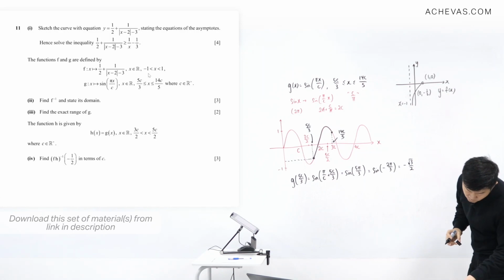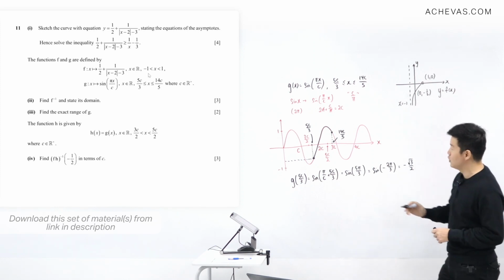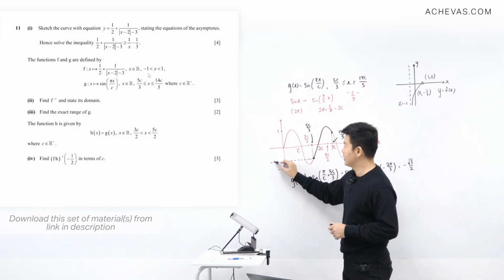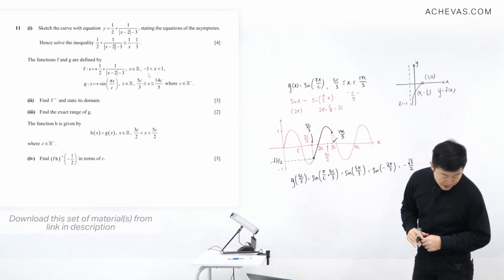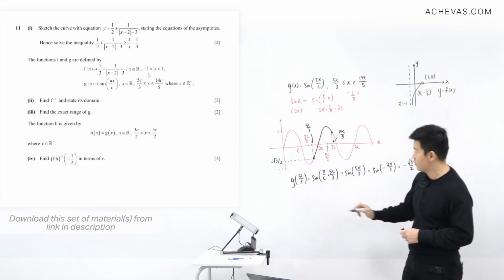Negative square root of 3 over 2. Let me just check my answer here. Did I get it correct? Yep, this is negative square root of 3 over 2. So this number here is negative square root of 3 over 2. This provides for me the range, which is what the question wants.